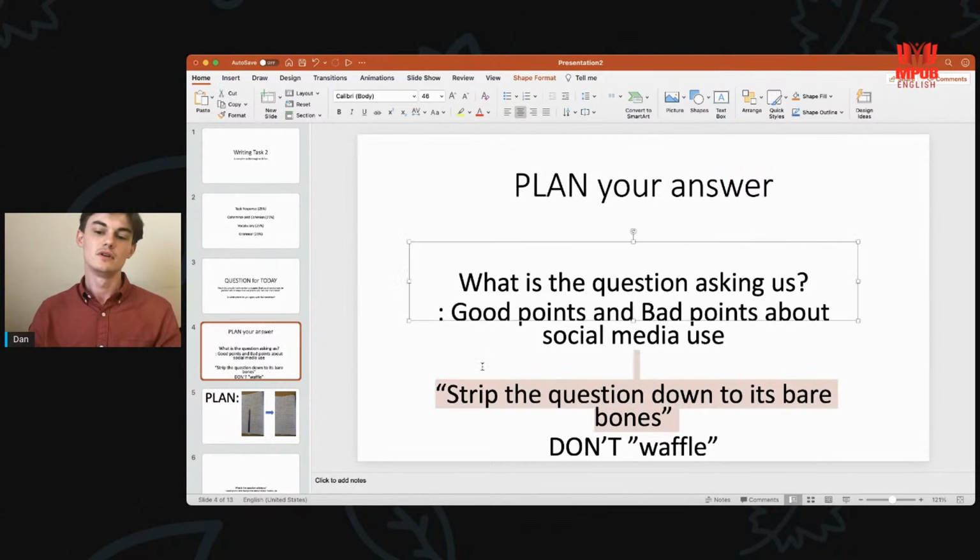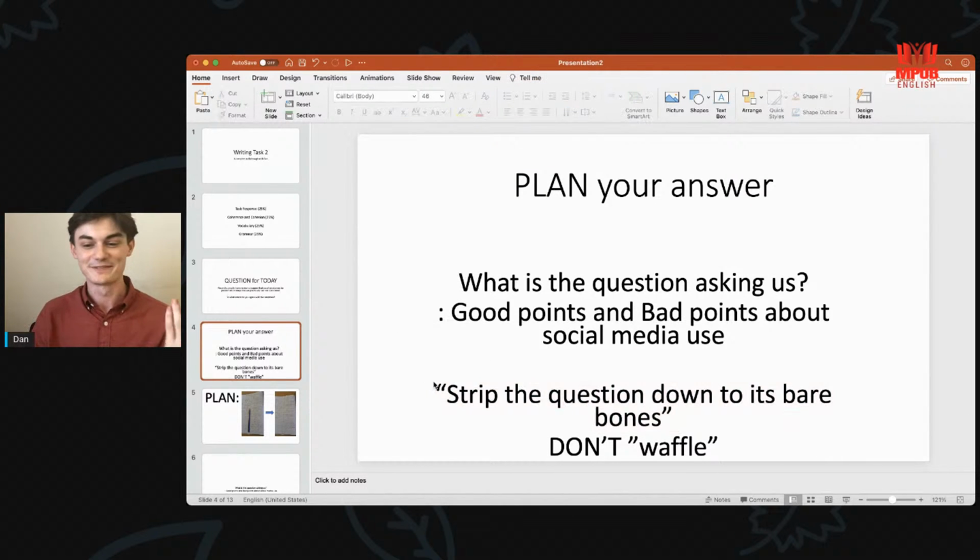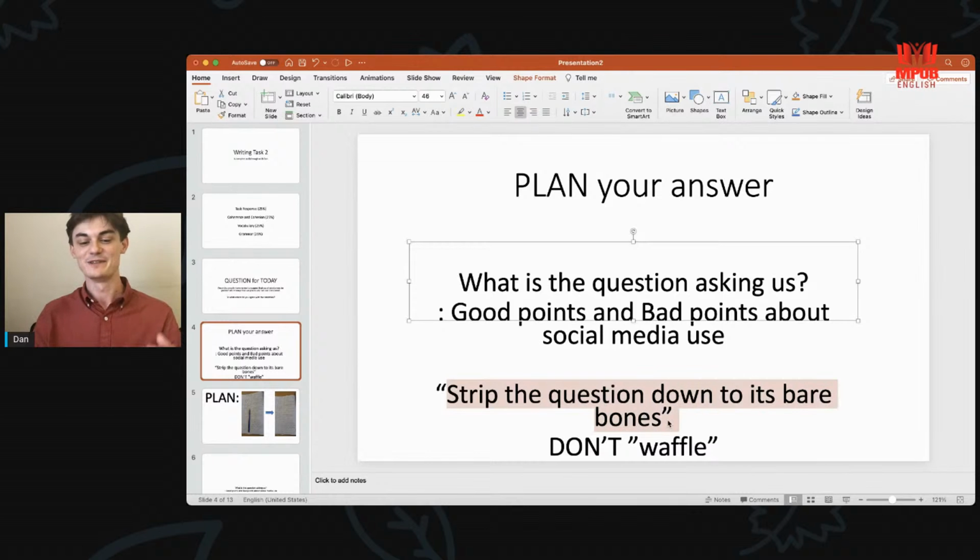So yeah, as well, you're learning a phrasal verb here, this notion of stripping something down, getting it into its most simple form.